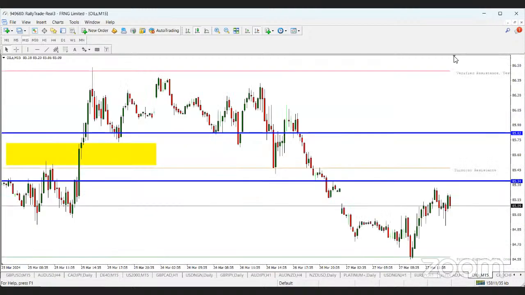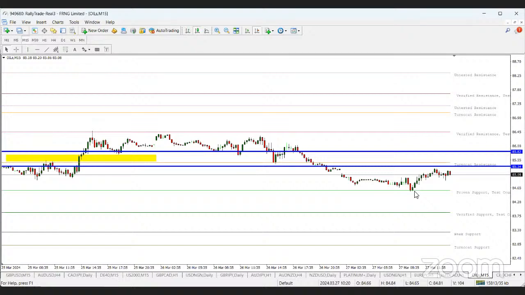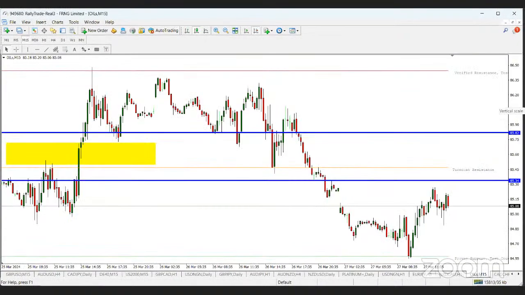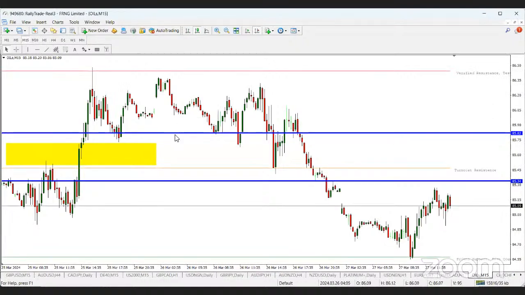I'll currently look at it: it has not been able to break that particular support that is here. It was rejected by that support. So I would expect that rejection to continue for some time. You understand?